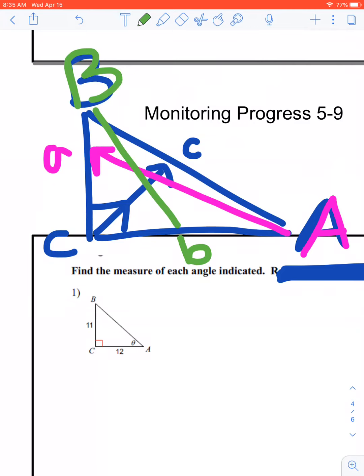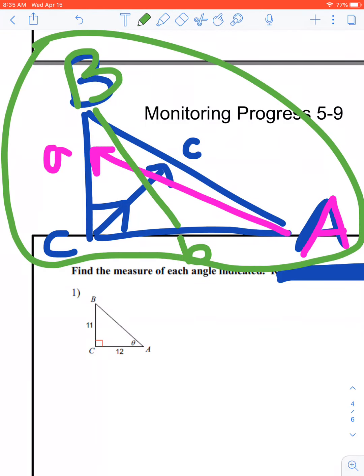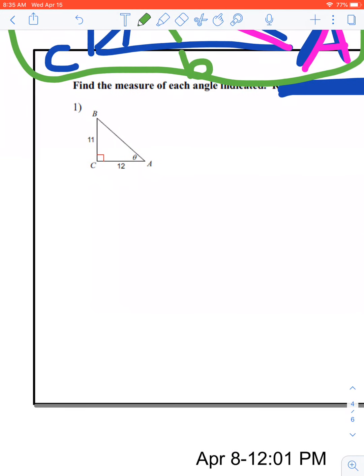So that's really important to know and kind of start thinking about what are the side lengths called, what are the angle measurements called, because when we get into law of sines and law of cosines, we're going to assume that you know that. So I would definitely write down this right here and kind of use it to reference, okay? So let's go back to number 1.